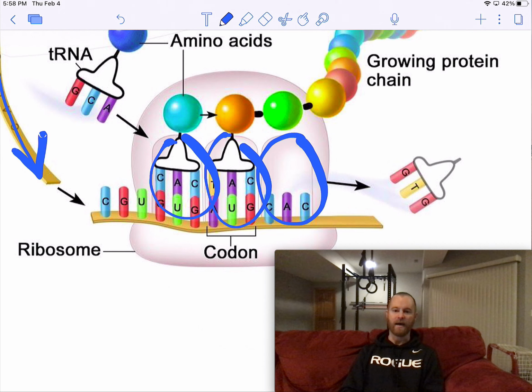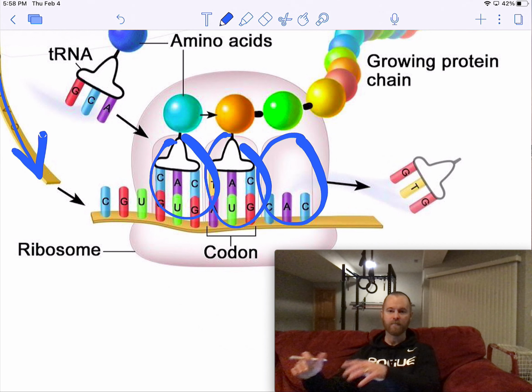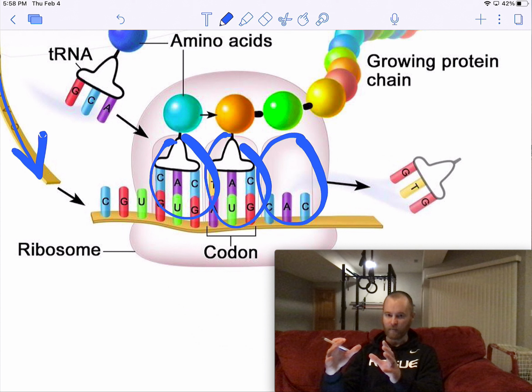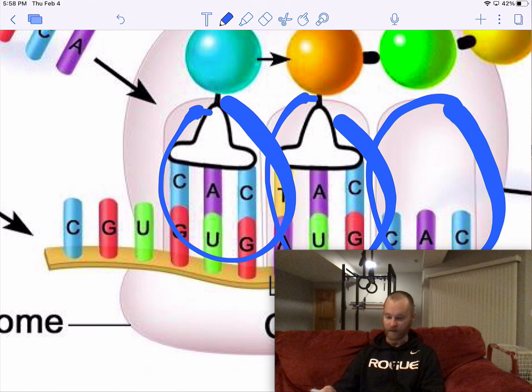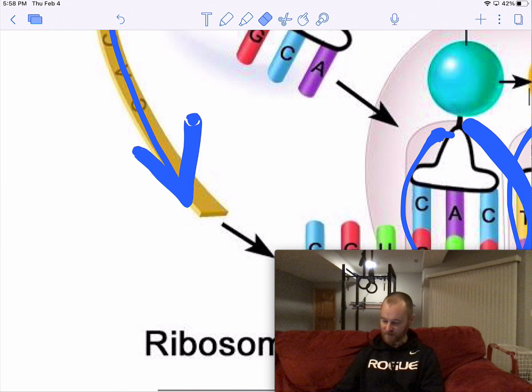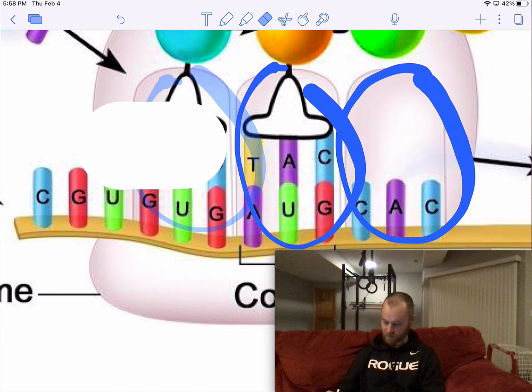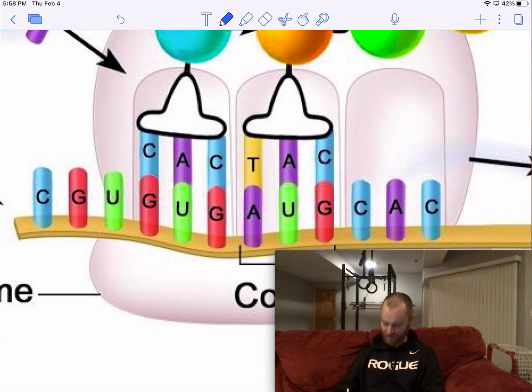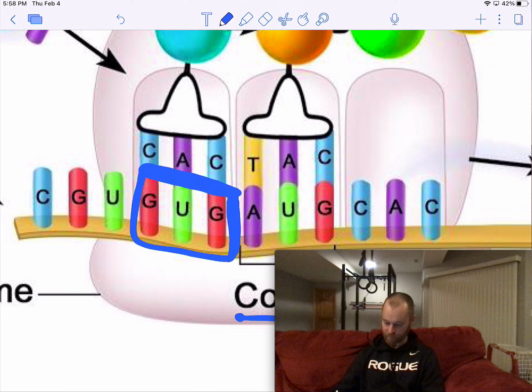Okay, and as this thing moves across the mRNA, a tRNA will come in, match up. How does it match up? Well, look at the code, right? The mRNA has these codes. Remember, they're called codons, and they're triplets. So like here's a triplet. Here's a codon. Here's an mRNA codon.